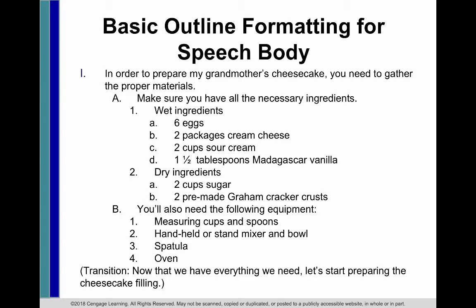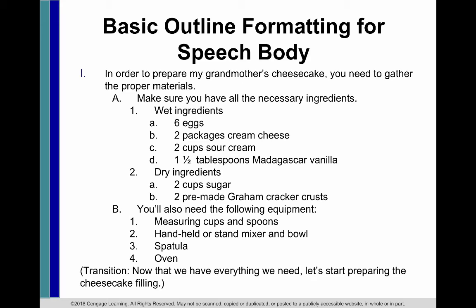Okay, so we're back at the cheesecake speech. After the transition, I would put my first main point, which is identified with the Roman numeral 1. In order to prepare my grandmother's cheesecake, you need to gather the proper materials. Now, here's where I start to organize my information. I hope you can see that I'm using a chronological pattern here, which is the best pattern for a demonstration or process speeches like this.